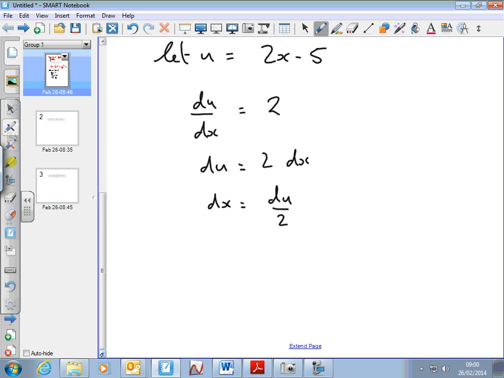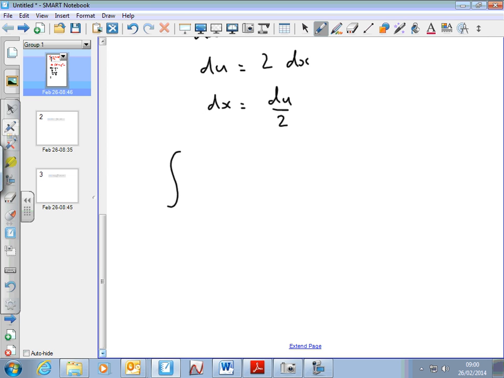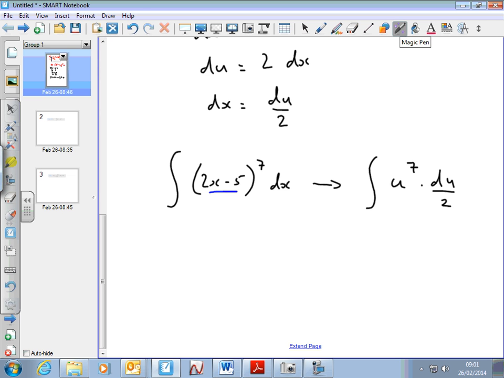So what do we get? The integral of 2x minus 5 to the power 7 with respect to x becomes the integral of u to the 7 times du over 2. So I've replaced 2x minus 5 with u, and I've replaced dx with du over 2. Okay? I'm sort of getting in the way of it. Can you see? So we've made a substitution.